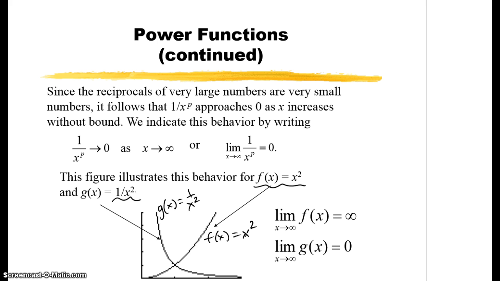And notice, as x increases without bound, as the input here gets bigger, the limit as x approaches infinity of the quadratic function x squared is infinity because this function shoots up to positive infinity. On the other hand, if you look at the limit as x approaches infinity of g of x, as x gets infinitely large, this function gets closer and closer to 0. So this limit is 0.